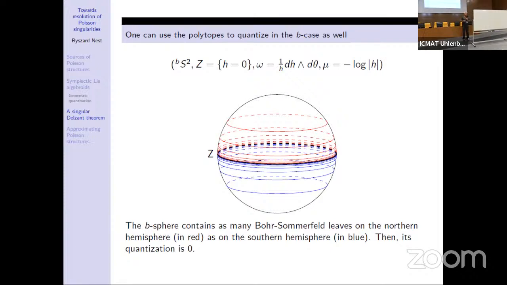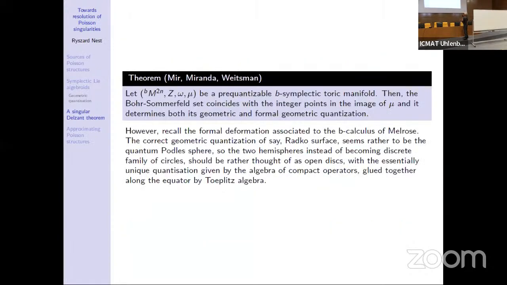Now these Bohr-Sommerfeld leaves are circles, the red and blue ones above and below. And now I run into this statement by Eva, which says that there are the ones in the northern hemisphere and the ones in the southern hemisphere, and they subtract from each other, so the quantization is 0. Well, it's not quite, right? It's not quantization, but 0.